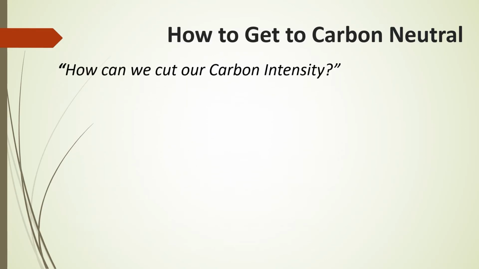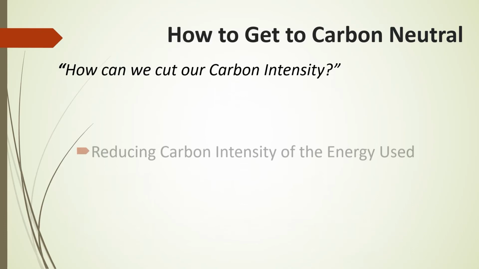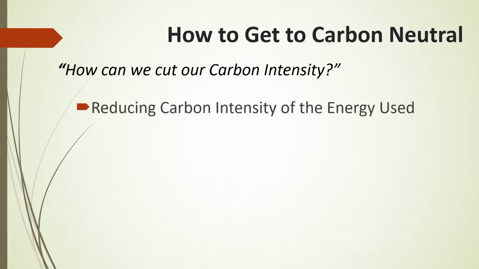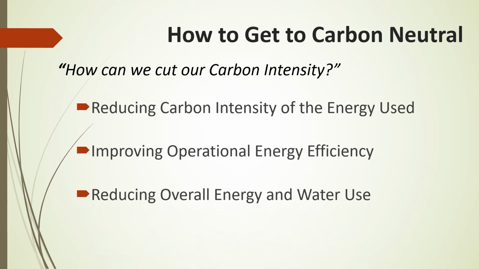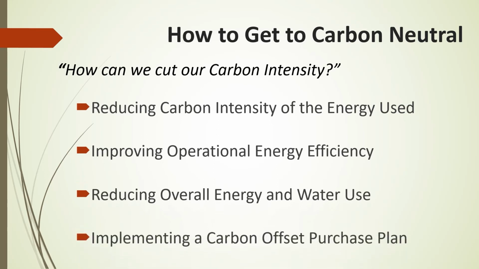How can we cut our carbon intensity? This is the question. Reducing the carbon intensity of the energy that you use, improving operational energy efficiency, looking at the processes that you use and seeing if they are necessary as they stand or if they can be tweaked to make them far more efficient. And then reducing overall energy and water use. Implementing a carbon offset purchase plan as a last resort to offset the rest of your carbon use.